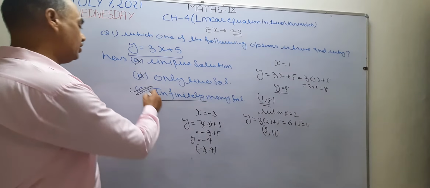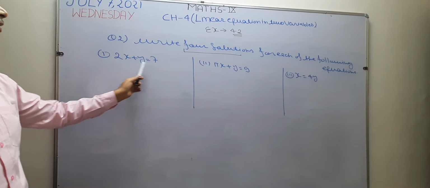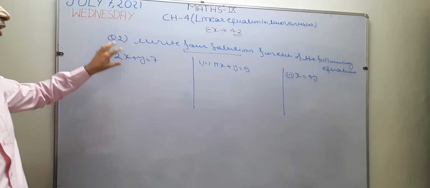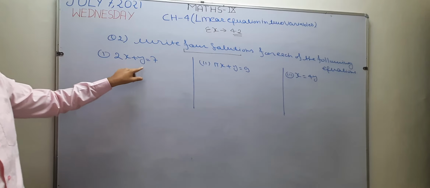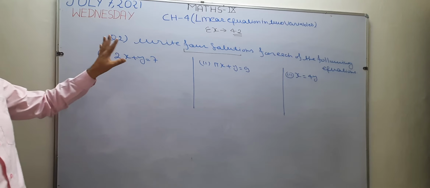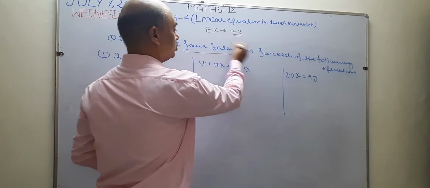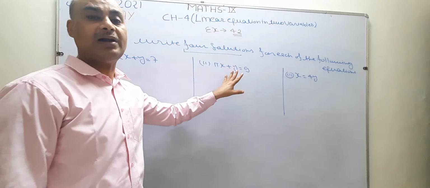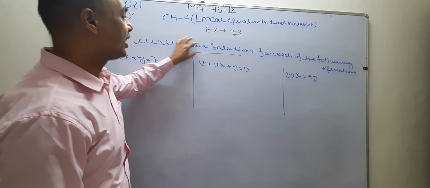Now I want to solve the second question of Exercise 4.2. See what is given. Write 4 solutions for each of the following equations. 3 equations are there. We have to find only 4 solutions. As you know from your previous question, if it represents a pair of linear equations in two variables, every equation in two variables has infinitely many solutions. From infinitely many solutions, we have to write only 4 solutions.